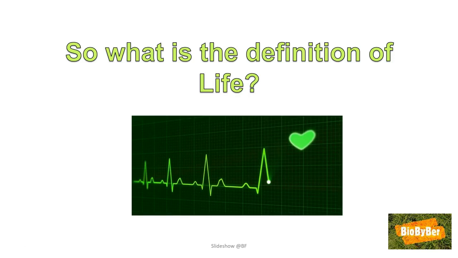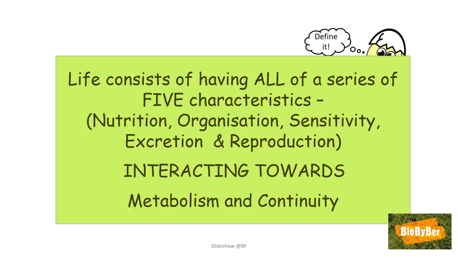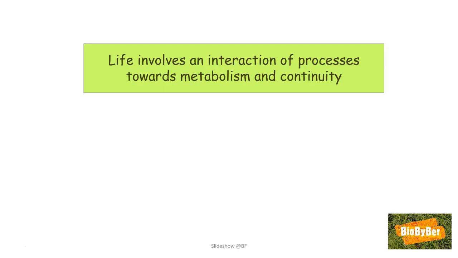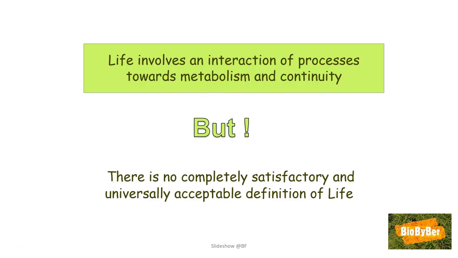So in a nutshell, what is the definition of life? To repeat ourselves, life consists of having all of a series of 5 characteristics: nutrition, organisation, sensitivity, excretion, and reproduction, interacting towards metabolism and continuity. So basically, life involves an interaction of processes towards metabolism and continuity. But there is no completely satisfactory and universally acceptable definition of life, as the scientists find it difficult to come to an agreement.